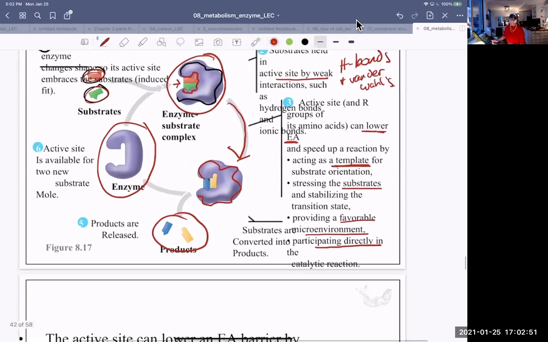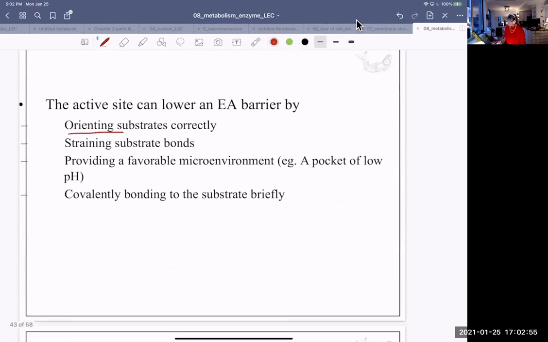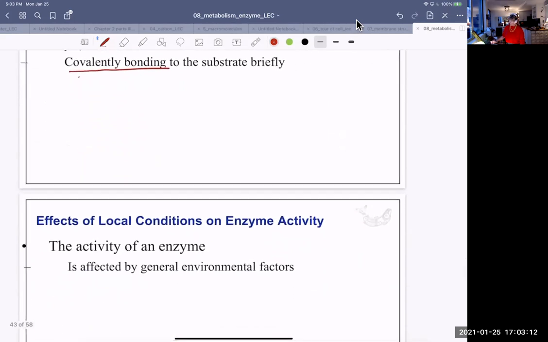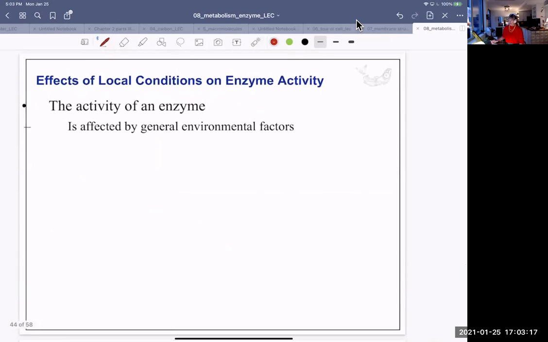Sorry about that slide. So it orients substrates correctly, it strains the bonds, it provides a favorable microenvironment like some low pH perhaps. It might covalently bond to the substrate briefly, thereby lowering the activation energy, just making that reaction more likely to happen. That's all we mean by that.